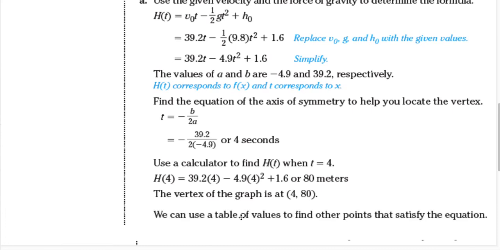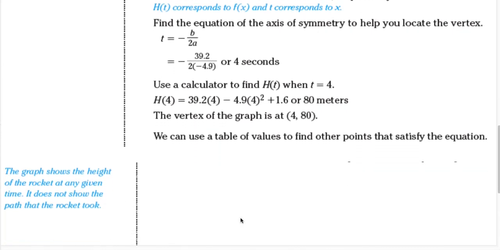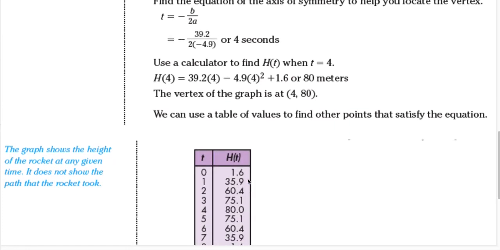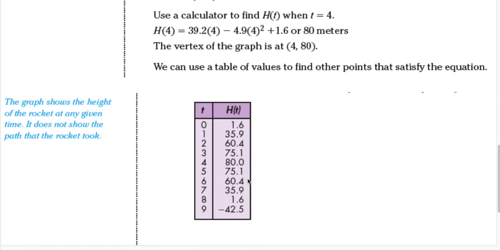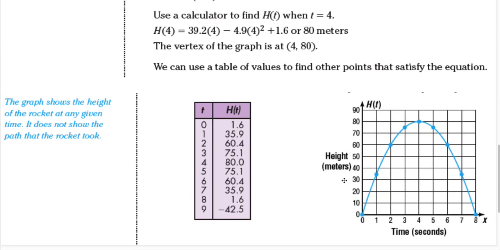We can use a table of values to find other points that justify this equation. So we found our vertex, our maximum point. Using our table of values and the same equation, when t is equal to 0, h(t) is equal to 1.6, all the way down to when t is equal to 9, h(t) is equal to negative 42.5. And if we graph those points, this is what we come up with.